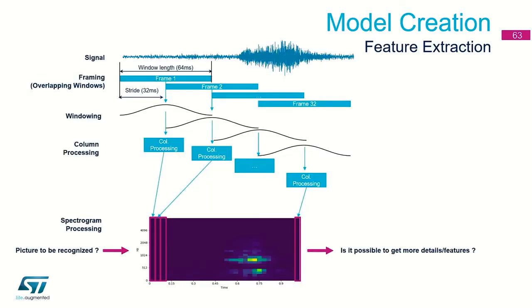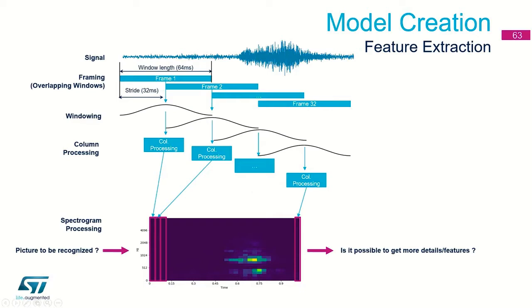So this is another, more detailed explanation of the framing. Here we have 32 frames of 64 milliseconds. What does it mean? As you know from the previous slide, the frame length is 64 milliseconds and the overlap ratio is 50%. So we have 64 milliseconds divided by 2. The stride is 32 milliseconds long. And again, because of the arbitrary decision of the DSP expert, we decide to slice the 30 seconds long atomic recording into 1 second long parts. So 1 second is the equivalent of one picture.